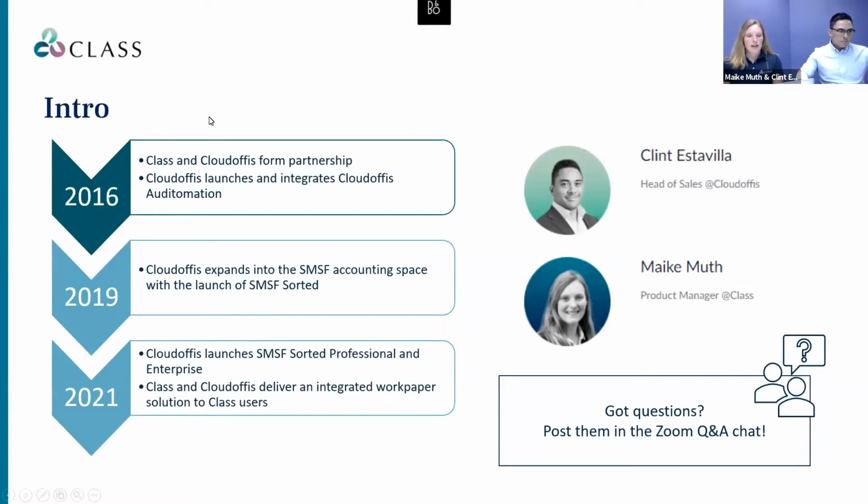To start out with the intro, I just wanted to give a quick overview of the partnership between Class and Cloudoffis that's been quite long-standing now. In 2016 is when we all kicked off and started a partnership around the audit automation product. In 2019, Cloudoffis then expanded into the accounting space and launched SMSF Sorted, again in partnership with Class and well integrated. Earlier this year, the Sorted product was broken down into Professional and Enterprise, to target customer groups a bit better. And also in 2021, as most of you would know, we've managed to launch an integrated workpaper solution, Cloudoffis Sorted Lite, Class Workpapers, to all our Class users.